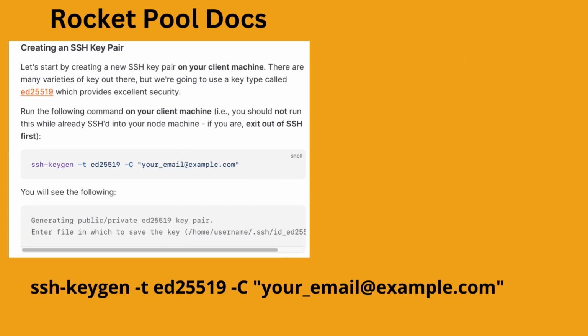You can then run the command ssh-keygen below. There's a copy and paste shell that you can use on the Rocketpool docs to plug in your terminal. You then will see that it is generating your public and private key and asking you to enter the file in which you want to save the key. Now it'll automatically enter the default listed, shown there.